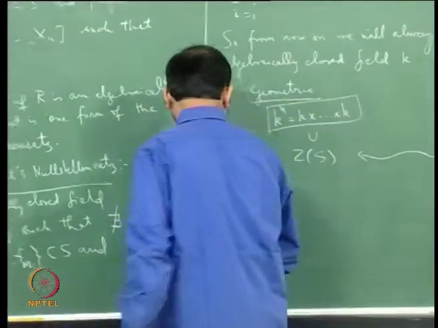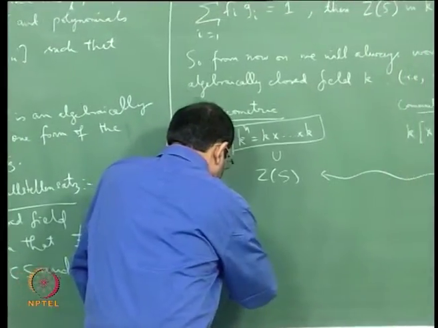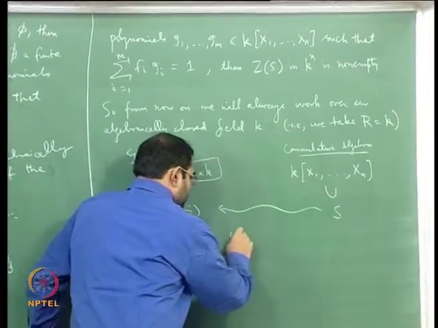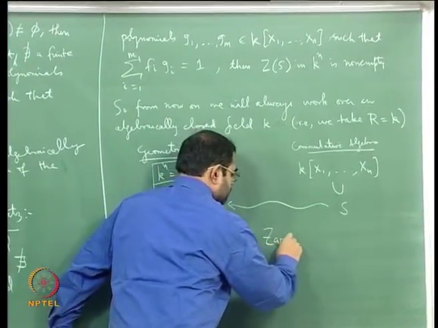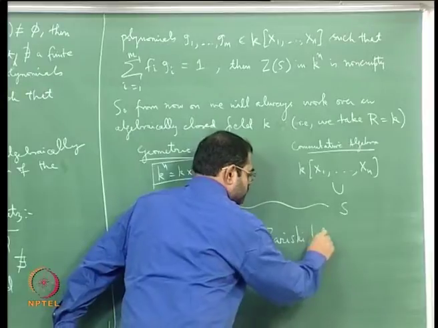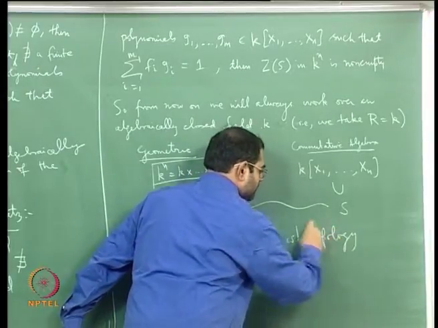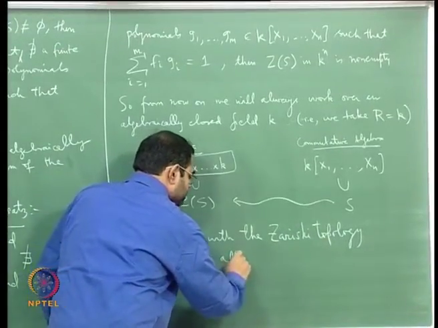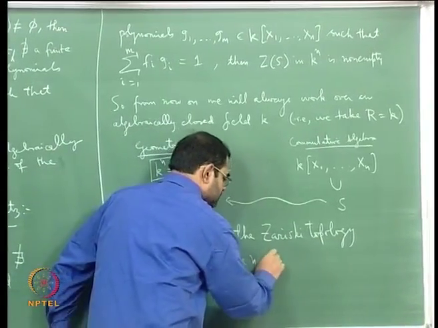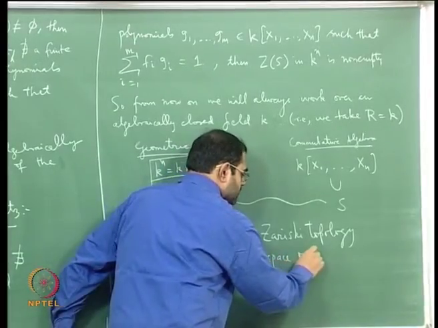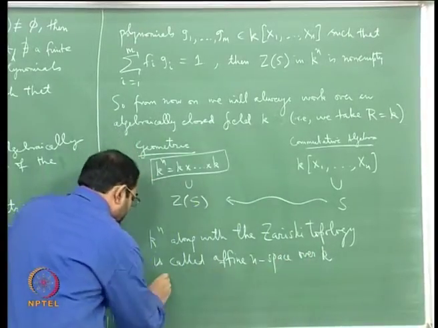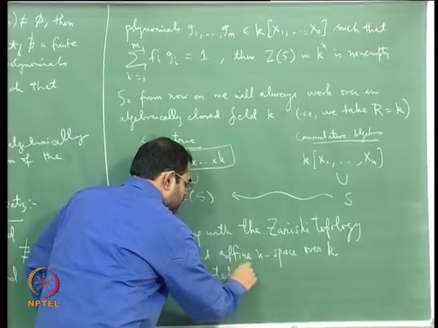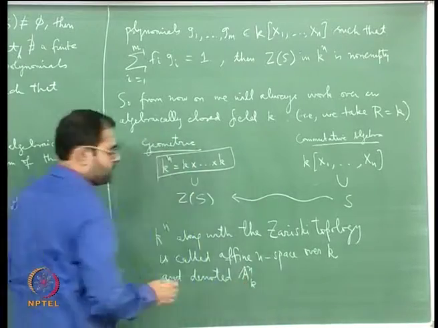I'll explain what that topology is. Let me write the following: Kn along with the Zariski topology is called affine n-space over K, and denoted A^n_K.